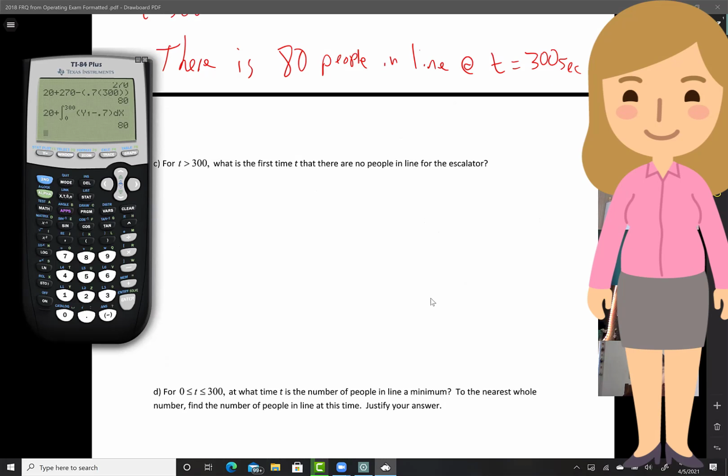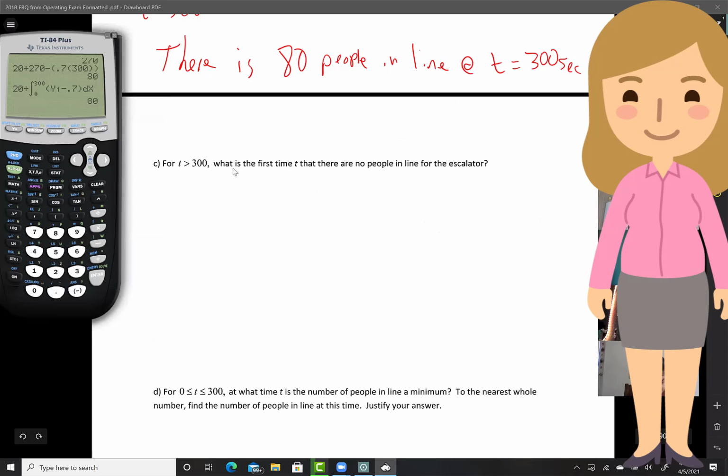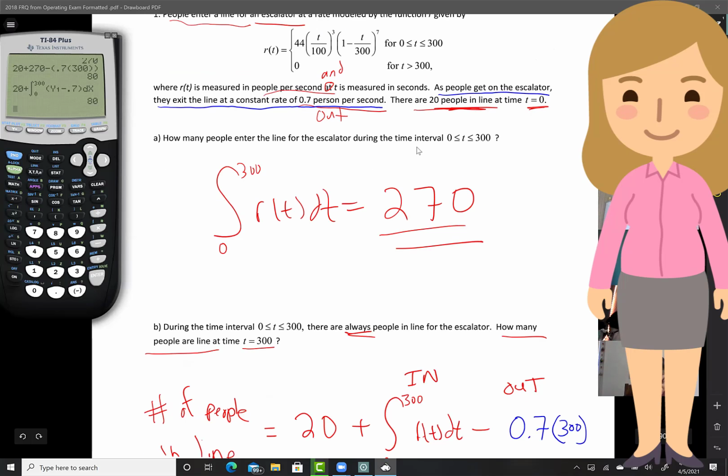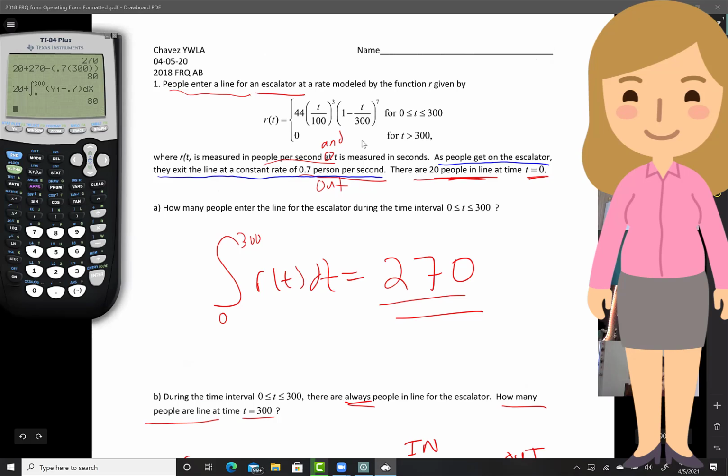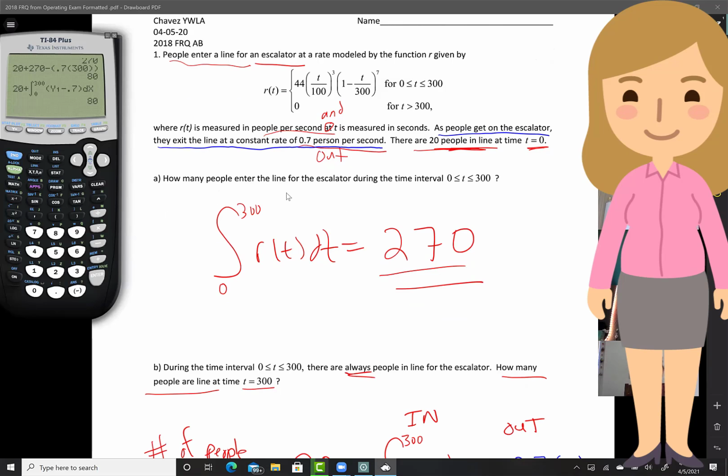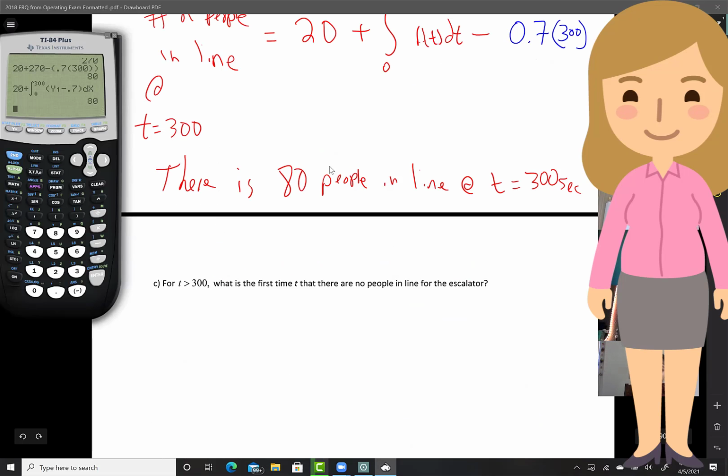All right, now it says, for t greater than 300, what is the first time t that there are no people in line for the escalator? Okay, that's assuming that there's no more people that enter the escalator after 300 seconds, which according to this, check it out, they covered all the holes. For t greater than 300, there are no more people coming into the escalator or into the line. Does that make sense, guys? So all we got to do is worry about these 80 people here.